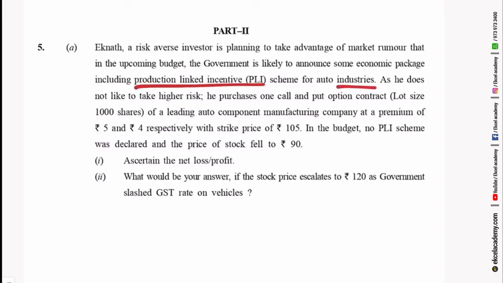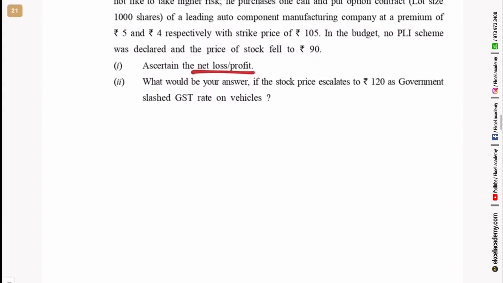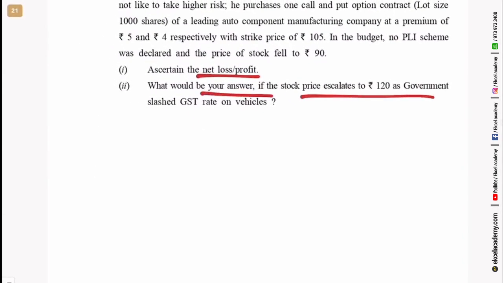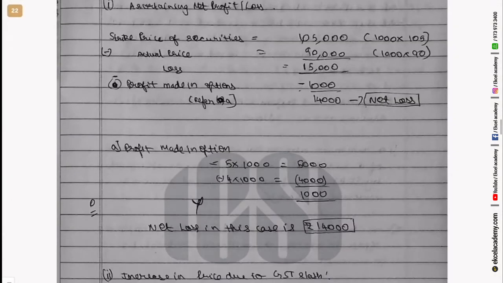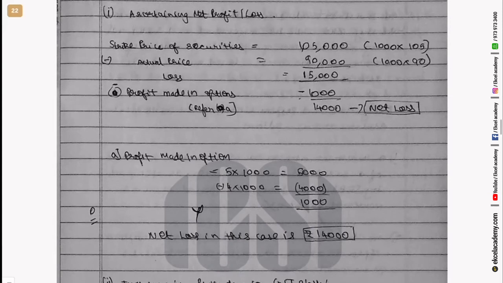Then they're talking about the lot size. Now ascertain the net profit or loss. What would your answer be if the GST rates is slashed? So this is a problem oriented question. So here still how the net profit or loss is there. See how clear the steps are.